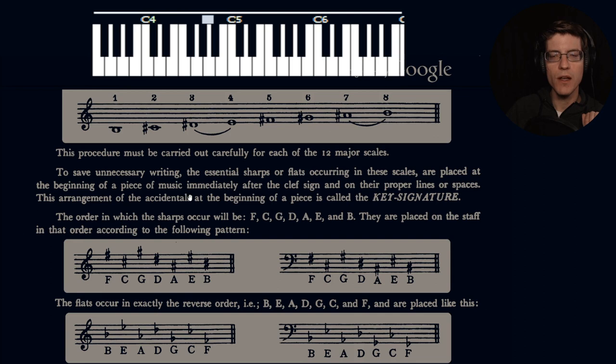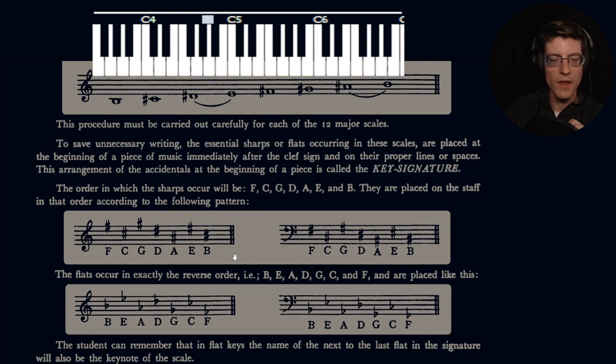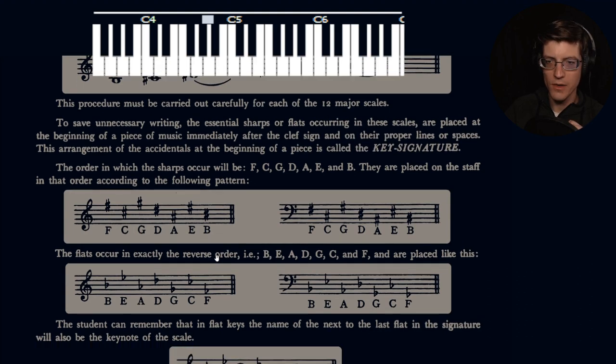This procedure must be carried out carefully for each of the 12 major scales, so we'll do that in the next video. To save unnecessary writing, the essential sharps or flats occurring in these scales are placed at the beginning of a piece of music immediately after the clef sign and on their proper lines or spaces. This arrangement of the accidentals at the beginning of a piece is called the key signature. The order in which the sharps occur will be F, C, G, D, A, E, and B. They are placed on the staff in that order according to the following pattern.